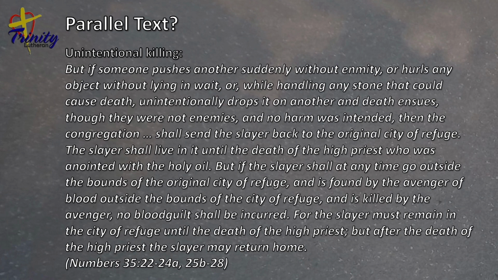But if the slayer shall at any time go outside the bounds of the original city of refuge, and is found by the avenger of blood outside the bounds of the city of refuge, and is killed by the avenger, no blood guilt shall be incurred. For the slayer must remain in the city of refuge until the death of the high priest. But after the death of the high priest, the slayer may return home.